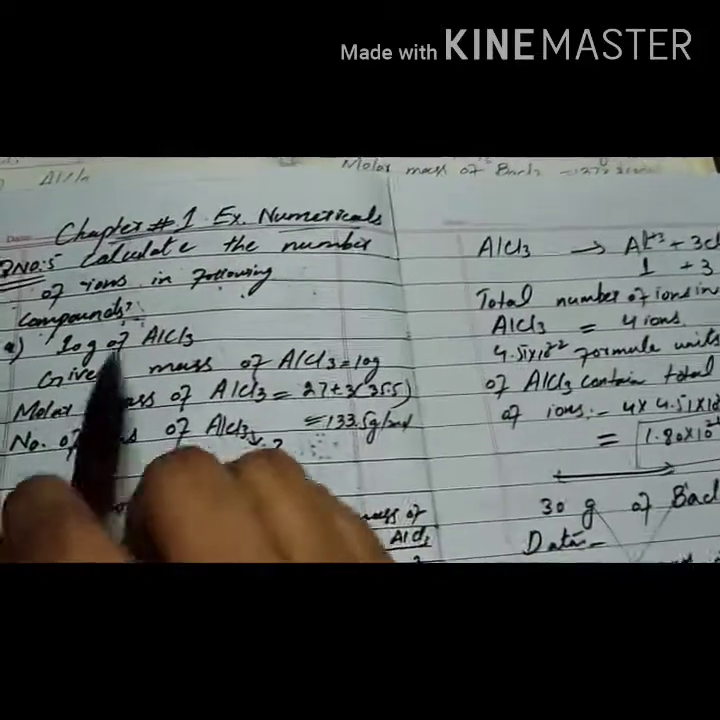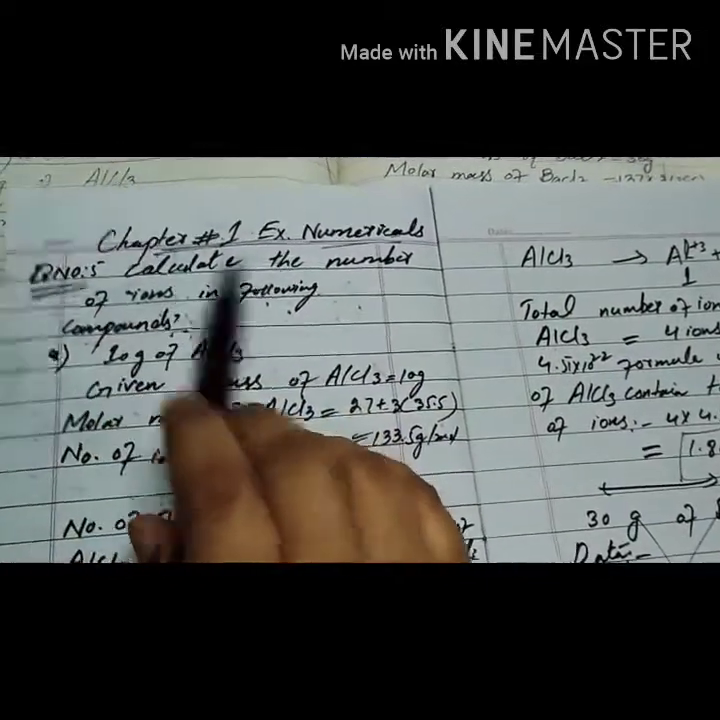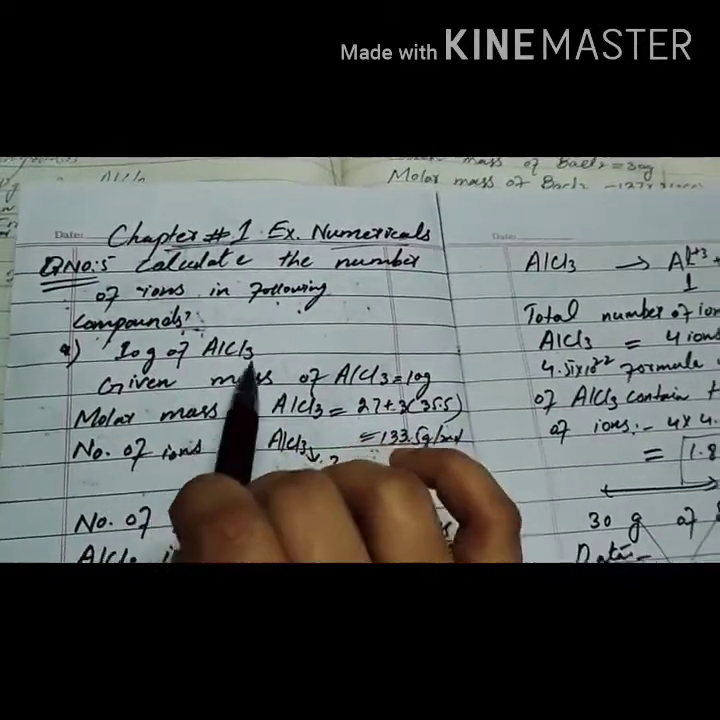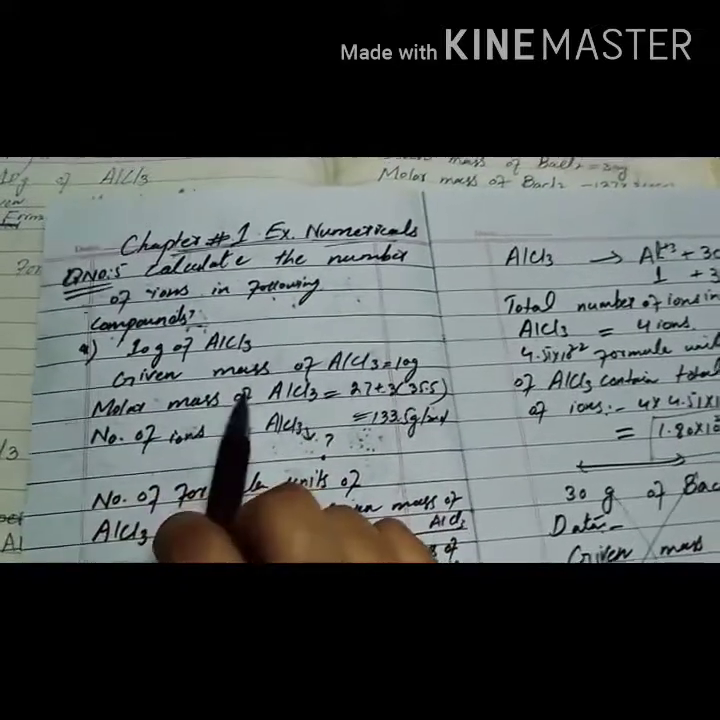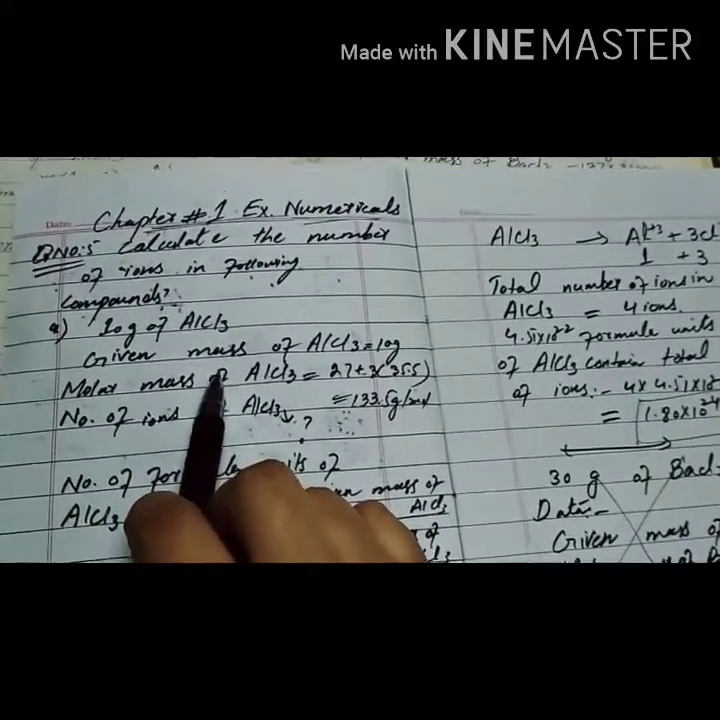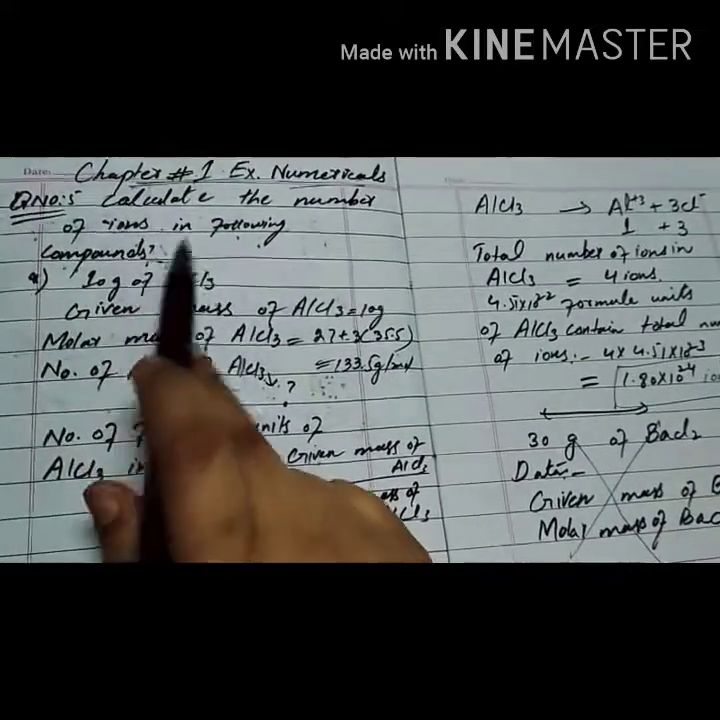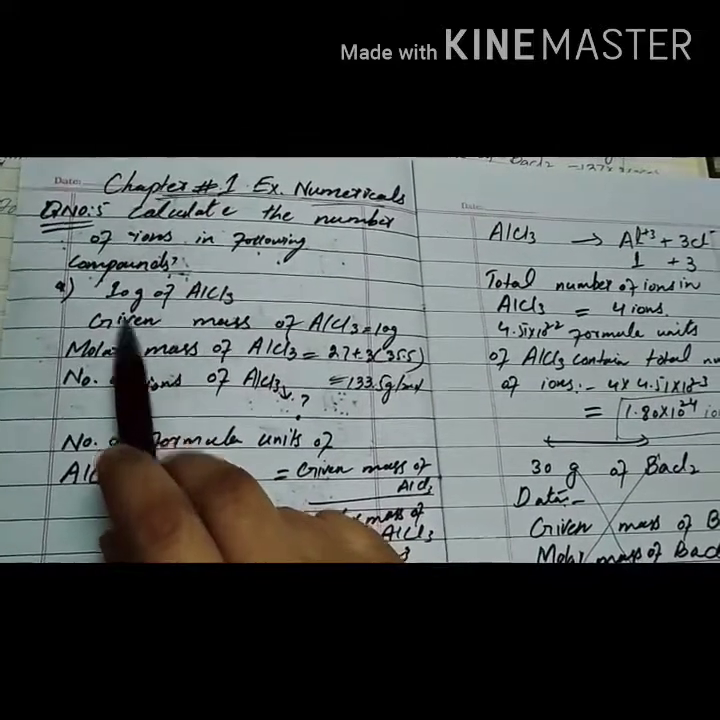Our today's topic is chapter 1 exercise numericals. Question number 5. Calculate the number of ions in following compounds. 10 gram of aluminium chloride. In the previous we have to find out number of molecules, but in this we have to find out number of ions. For that, first of all, we will write the given data.